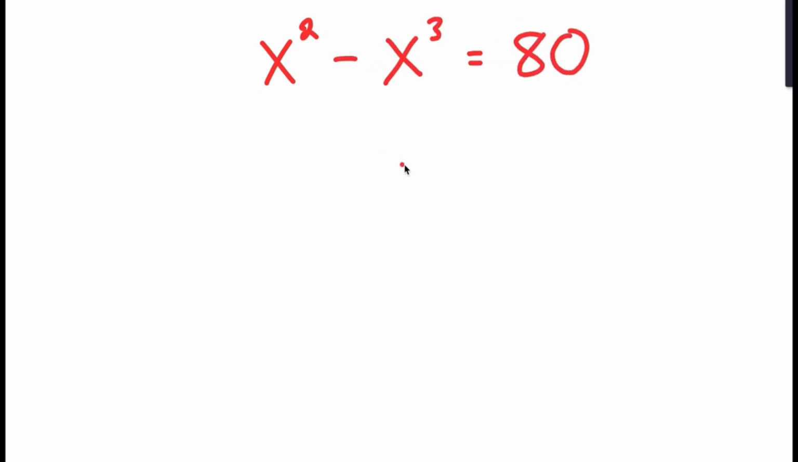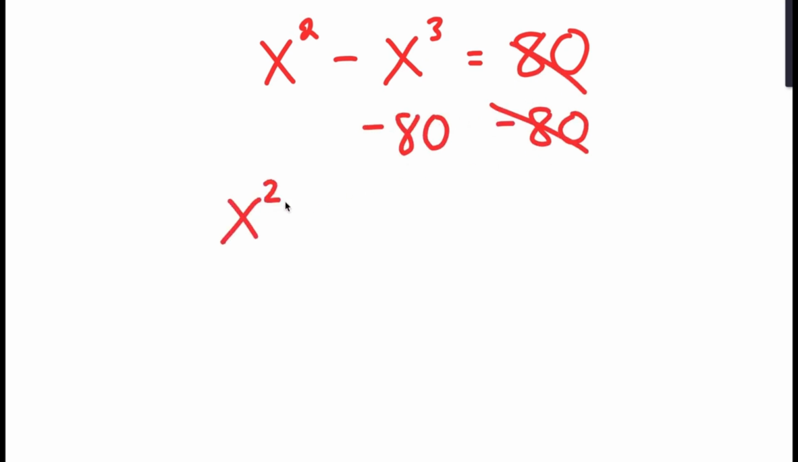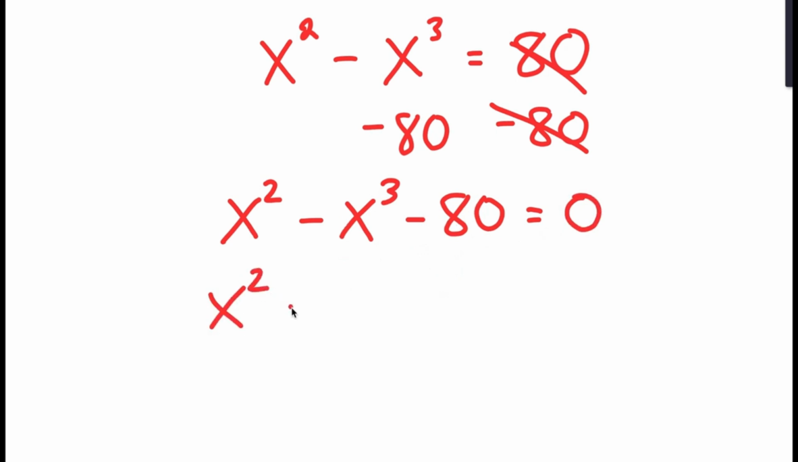Alright, so in this video, I'm going to solve the equation x to the power of 2 minus x to the power of 3 is equal to 80. So, to solve this equation, I'm going to first start by subtracting 80 on both sides. So now I get x to the power of 2 minus x to the power of 3 minus 80 is equal to 0. Now from here, I'm going to replace negative 80 with -16 minus 64.